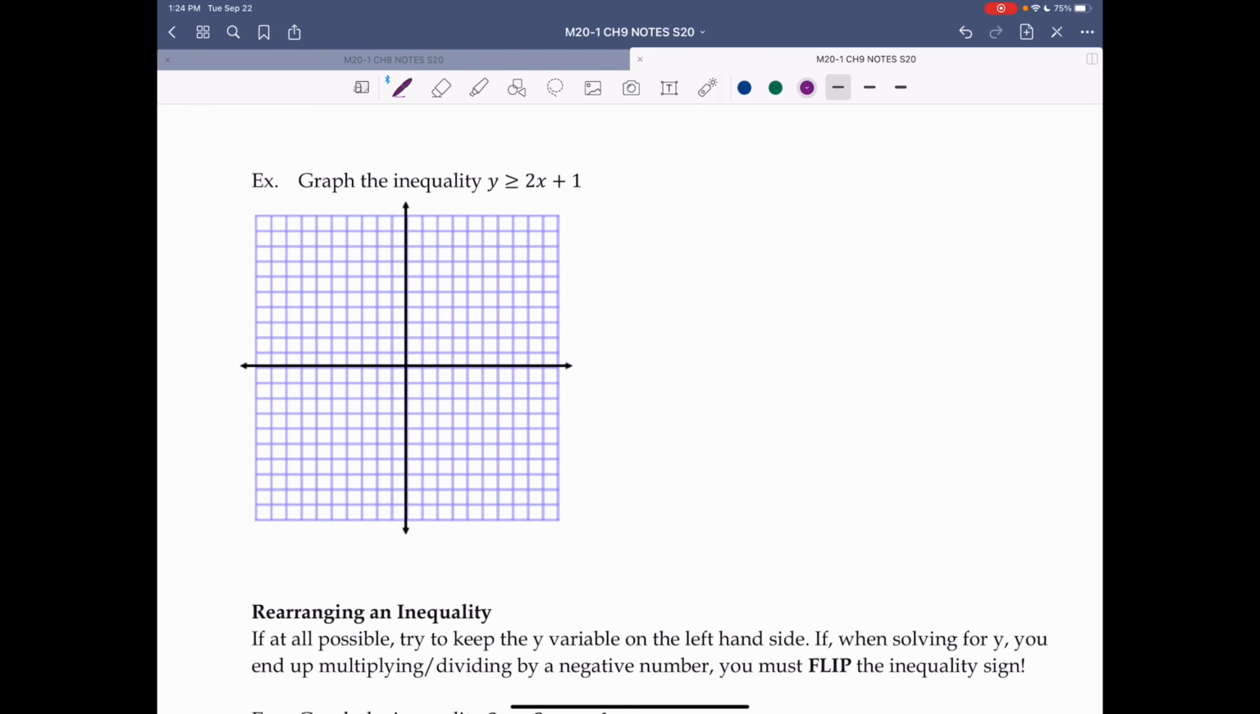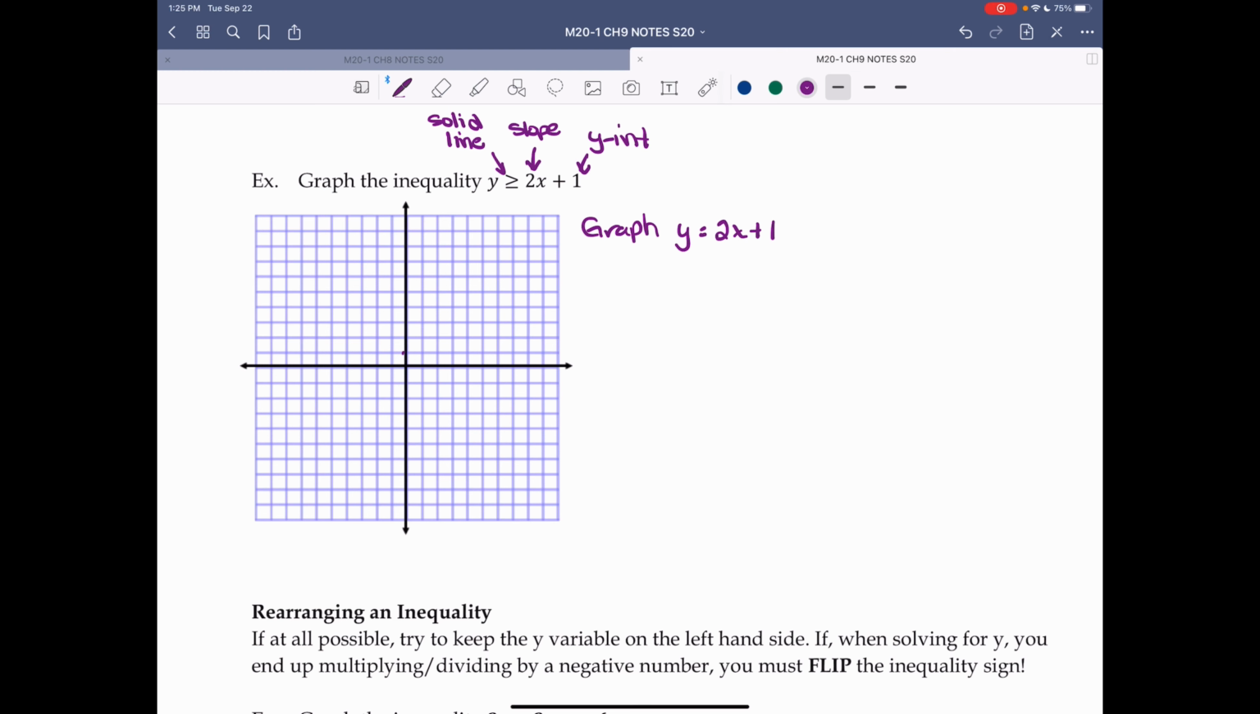Example, graph the inequality y is greater than or equal to 2x plus 1. Looking at our inequality sign, it has an equal, so we're going to graph it with a solid line. Then in 2x plus 1, 2 would be our slope, and 1 would be our y-intercept. Let's graph our line, y equals 2x plus 1.